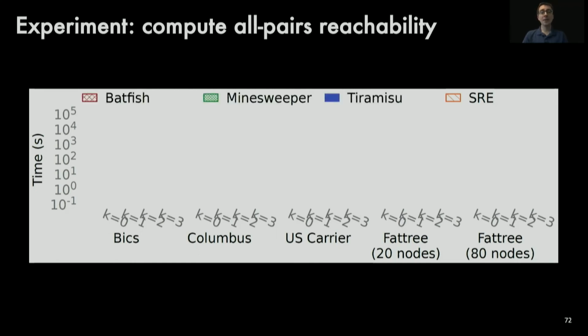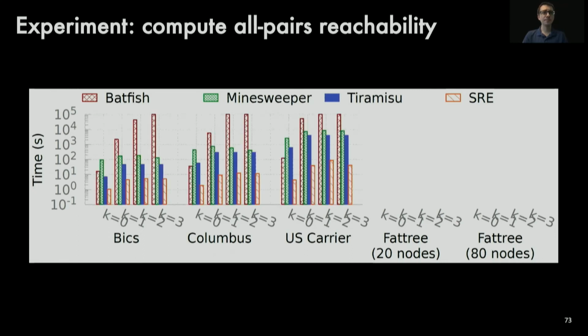We compare SRE's performance against 3 state-of-the-art verifiers: Batfish, which is optimized for packet equivalence classes, Minesweeper, which is optimized for failure equivalence classes, and Tiramisu, which is somewhere in the middle.